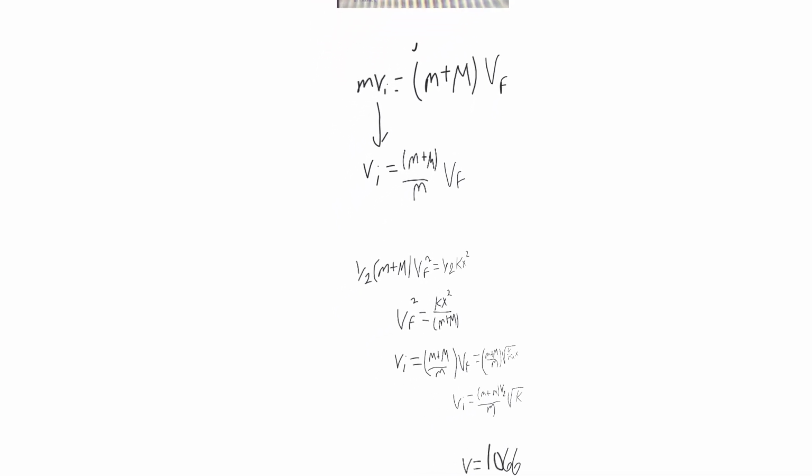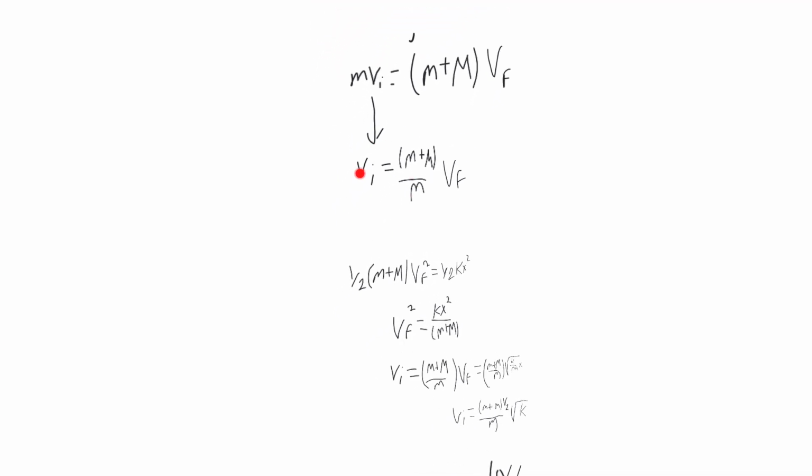Okay, so it's important to note that m times the initial velocity is going to be equal to the mass of the bullet plus the mass of the block times the final velocity, right? And to find the initial velocity, we have basically this equation right here. The initial velocity is equal to m plus the other mass, divided by m, times the final velocity.